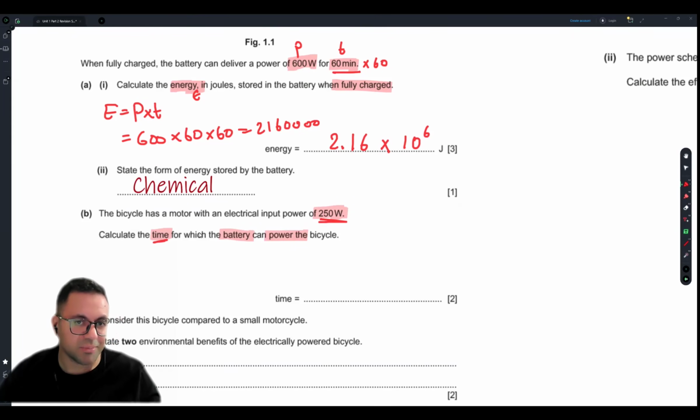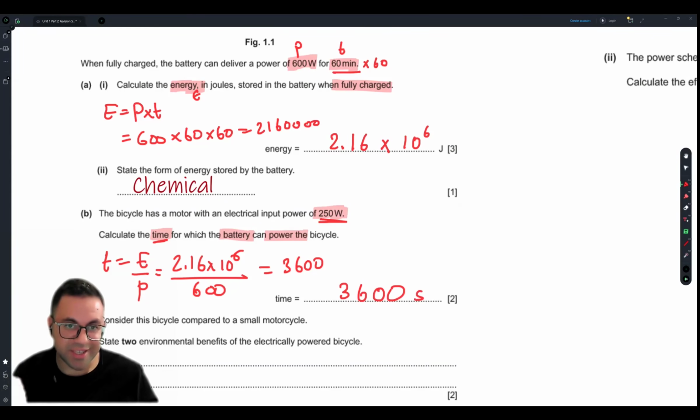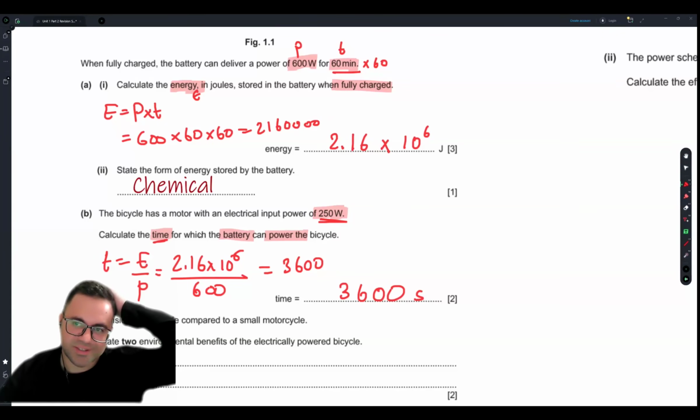So again, power is energy over time, so time is energy over power. The same energy that we just got, so I thank God I didn't clear my calculator's memory, over power, which is 600. So divide that by 600. And wait, this gives me a more reasonable number. So I'm going to change it back from standard form to normal. That's 3,600. Since I'm using SI units, joules, and I'm using watts, time is in seconds.